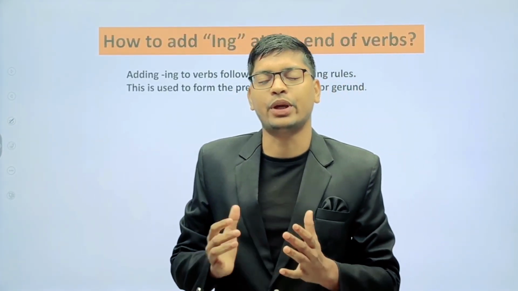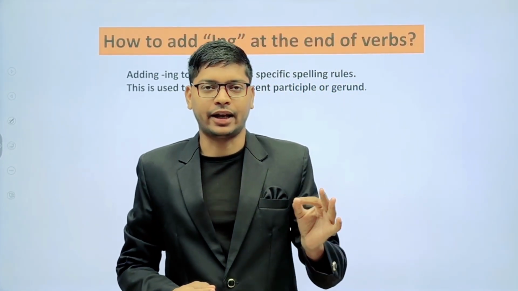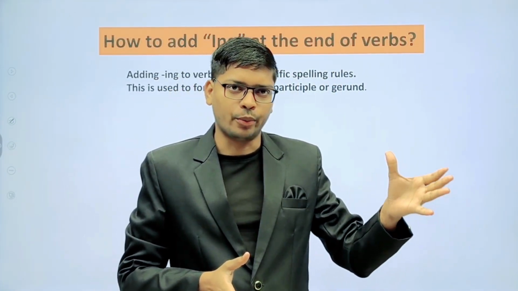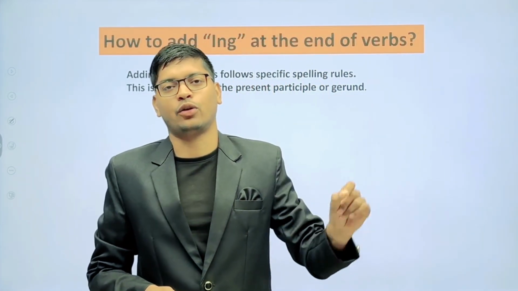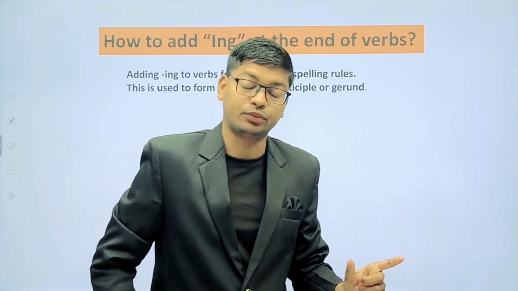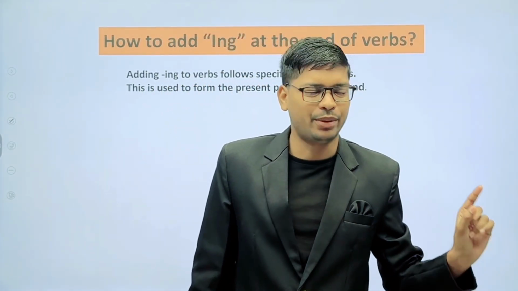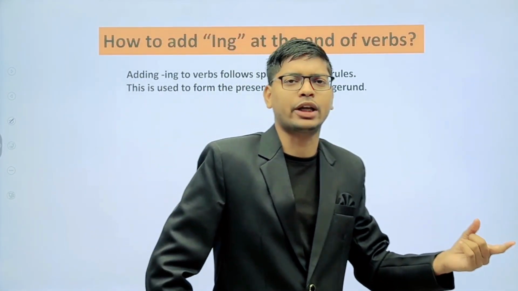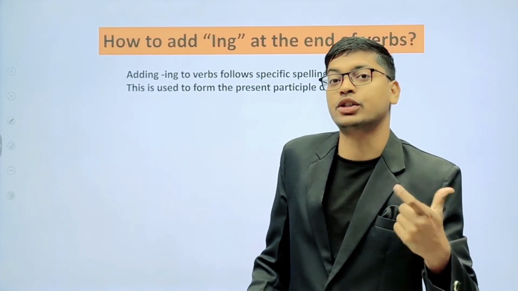In this lesson, we are going to learn how to add ing at the end of verbs. So when do we add ing at the end of verbs? This is a very important concept. You have heard about the present participle. Present participle means the ing form, and you can also call it the progressive form, or progressive verbs.